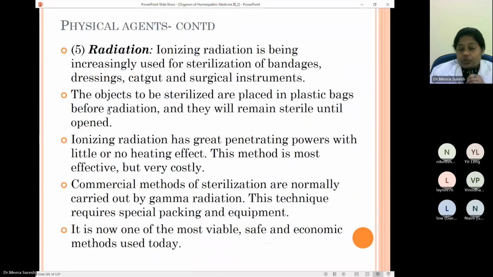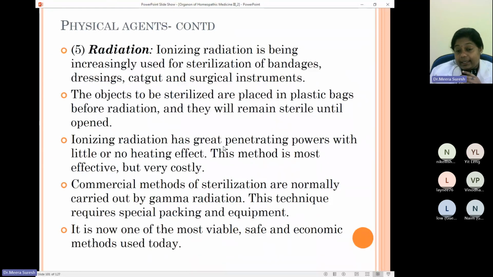Now radiation. So we have some equipment which will allow the ionizing radiation, especially the gamma radiation, to do this disinfective process. So ionizing radiation is being increasingly used for sterilization of bandages, dressings, catgut, and surgical instruments. The objects to be sterilized are placed in plastic bags. Here we can keep the plastic bags because the temperature is not going to be raised. It's only the radiation that is coming out. So we can place it in plastic bags before radiation and they will remain sterile until opened.